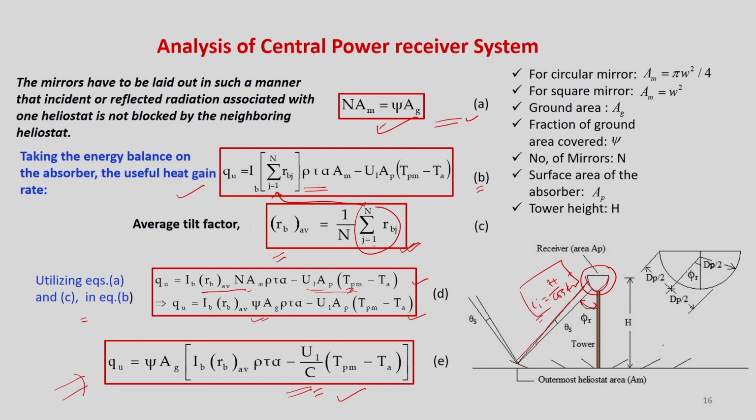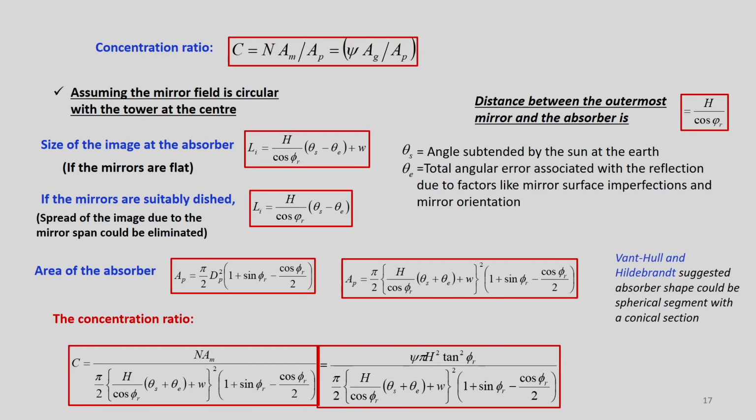Okay. So, now let us define the concentration ratio, which is nothing but n into Am divided by Ap, which is nothing but xi Ag divided by Ap. So, we can use this expression in the last Qu expression, and we can write the useful heat gain in terms of the concentration ratio. As we have defined, the distance between the outermost mirror and the observer is h by cos of phi r.